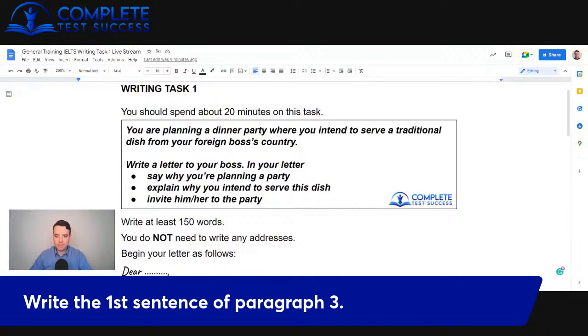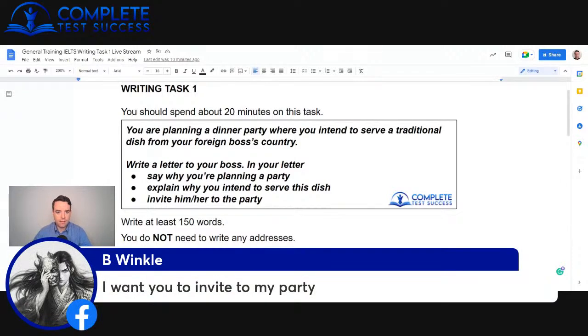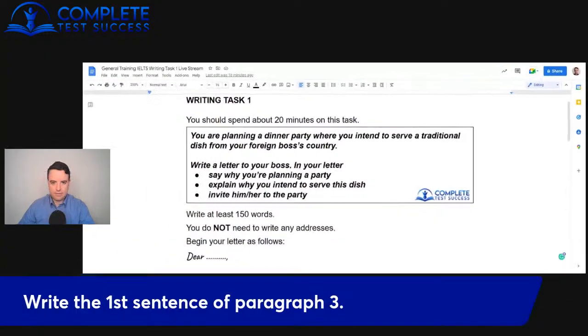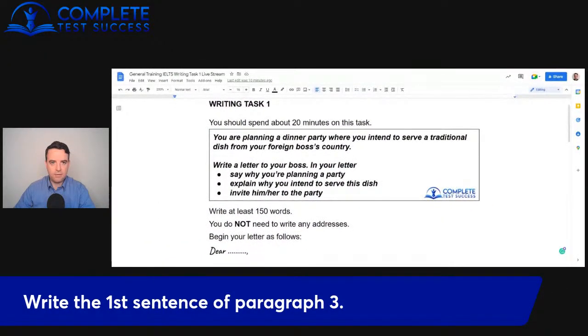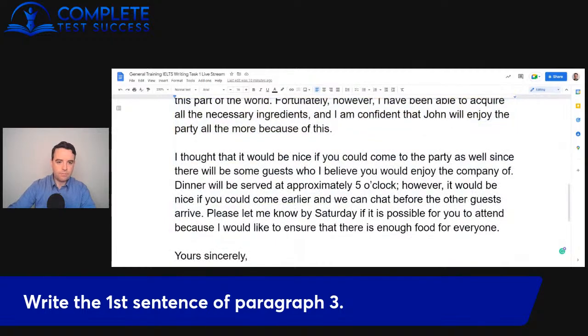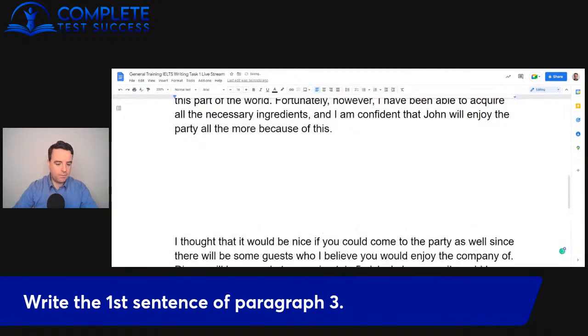Okay, so in response, hi B Winkle, good to see you here. I want you to invite to my party. So when you say I want you, you're asking the person to do something. But in this case, we're inviting them. So you've got the grammar a bit mixed up, but nonetheless, that is a direct response to the question. So let me take that and let me pop it into our essay here. So that's going to be the first sentence.